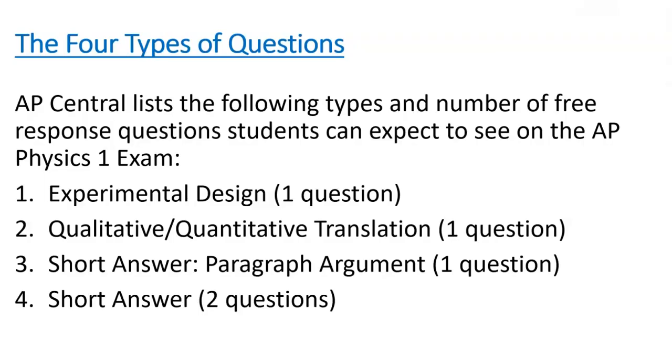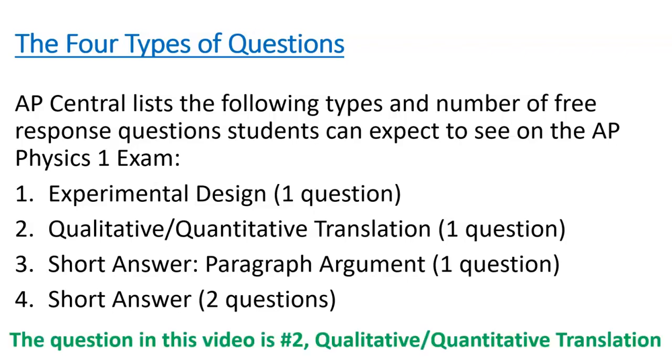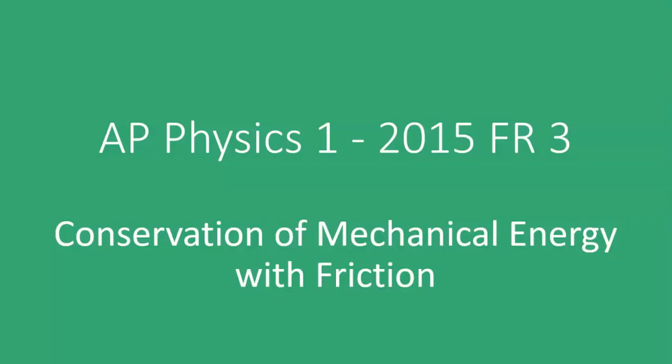AP Central says students can expect to see these kinds of questions on the AP Physics 1 exam. There will be one question on experimental design, one on qualitative to quantitative translation, one paragraph length response or paragraph argument, and then 2 short answer questions. The question in this video is type number 2, qualitative to quantitative translation. It is AP Physics 1 2015 free response question number 3, which dealt with conservation of mechanical energy with friction.